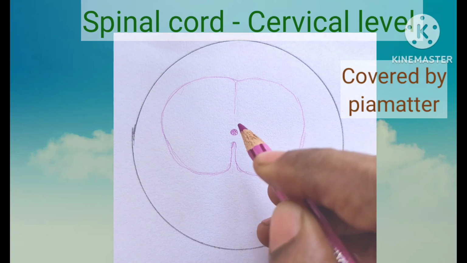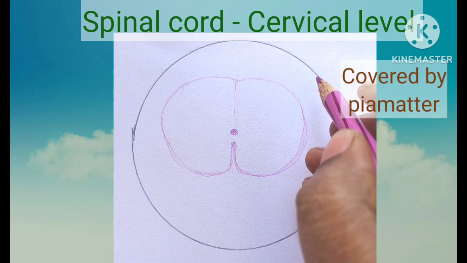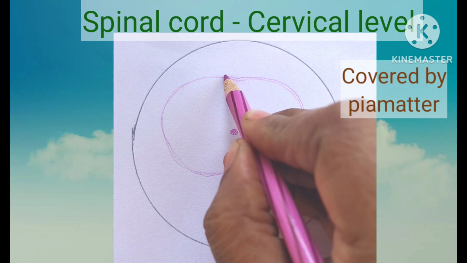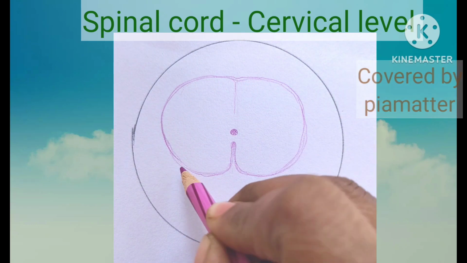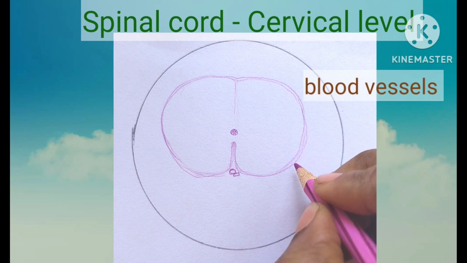At the cervical level, we are showing the lower part of the cervical region, which is transversely oval in shape, with more white matter than grey matter. It is covered by the pia mater.